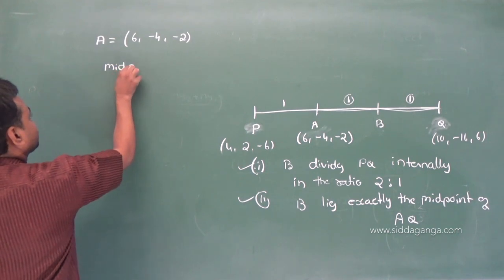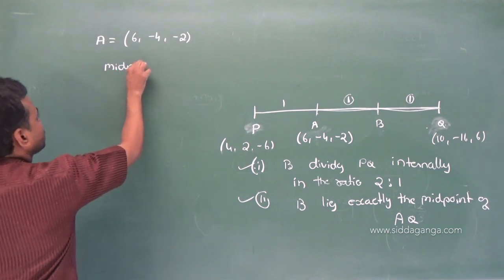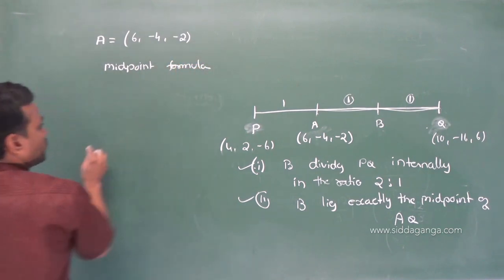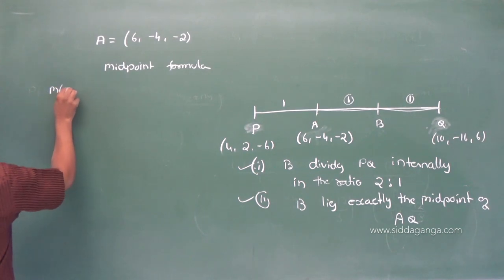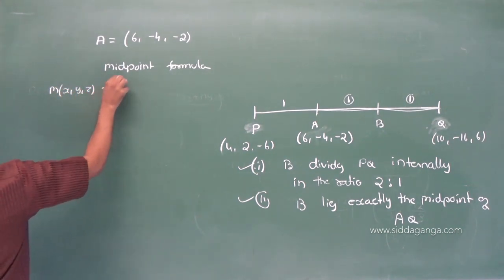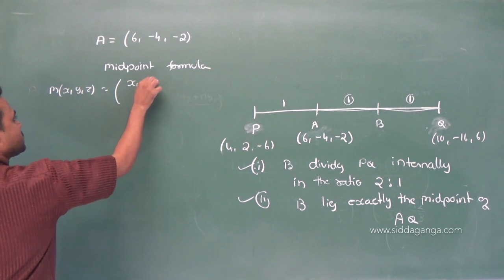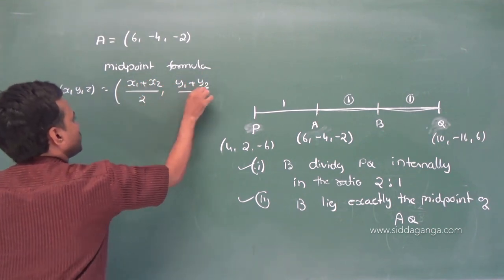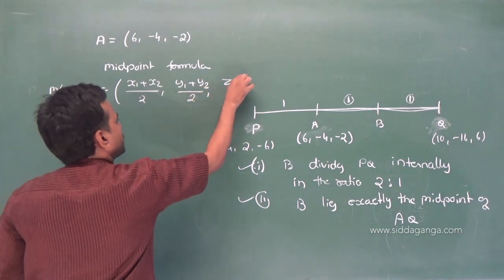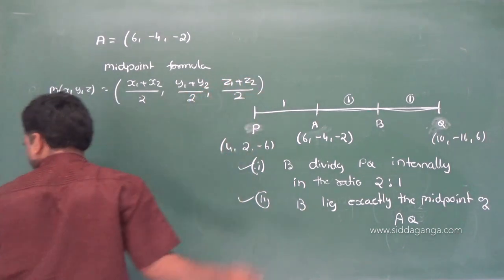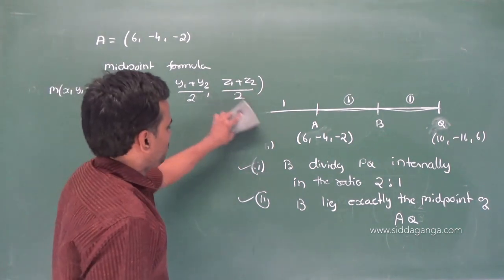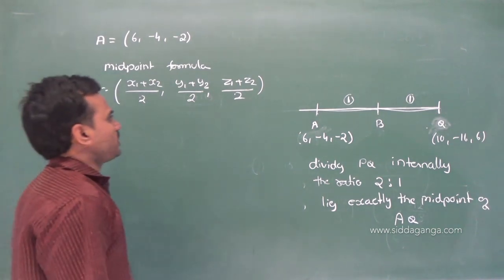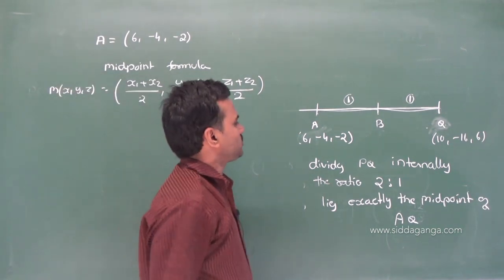Midpoint formula, already discussed. Midpoint formula: M of x, y, z is equal to what? x1 plus x2 divided by 2, y1 plus y2 divided by 2, z1 plus z2 divided by 2. Correct? Midpoint formula: x1 plus x2 divided by 2, y1 plus y2 divided by 2, z1 plus z2 divided by 2.